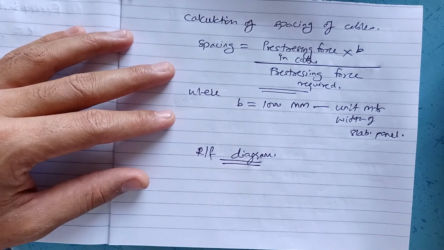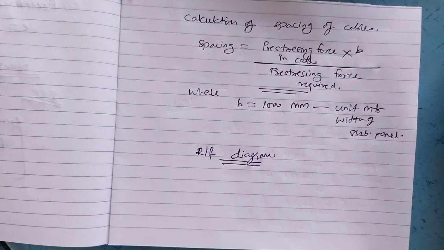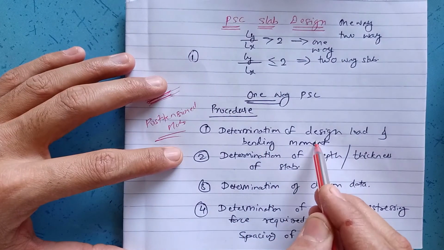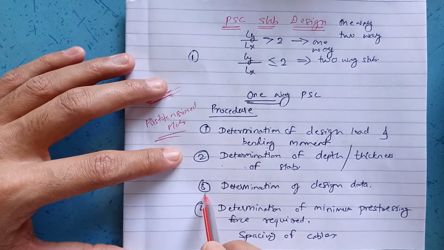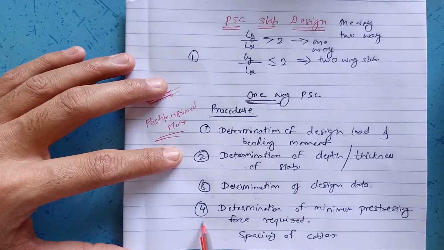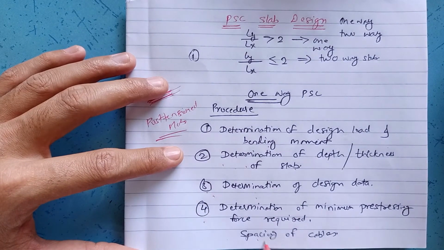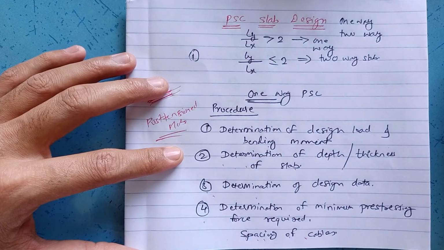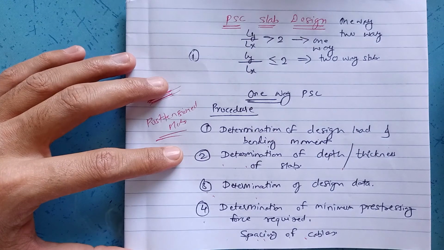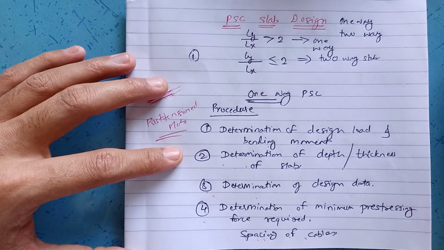In this way we have seen the steps so as to design pre-stressed one-way post-tension slab. Let's have overlook. First step was determination of design load and bending moment, determination of depth of the thickness of the slab, second step. Third step was determination of the design data, and fourth step was determination of minimum pre-stressing force required, followed by spacing of the pre-stressed cables. In this way, you are supposed to design one-way pre-stressed slab. In upcoming videos, we will see the example and design one pre-stressed one-way slab.